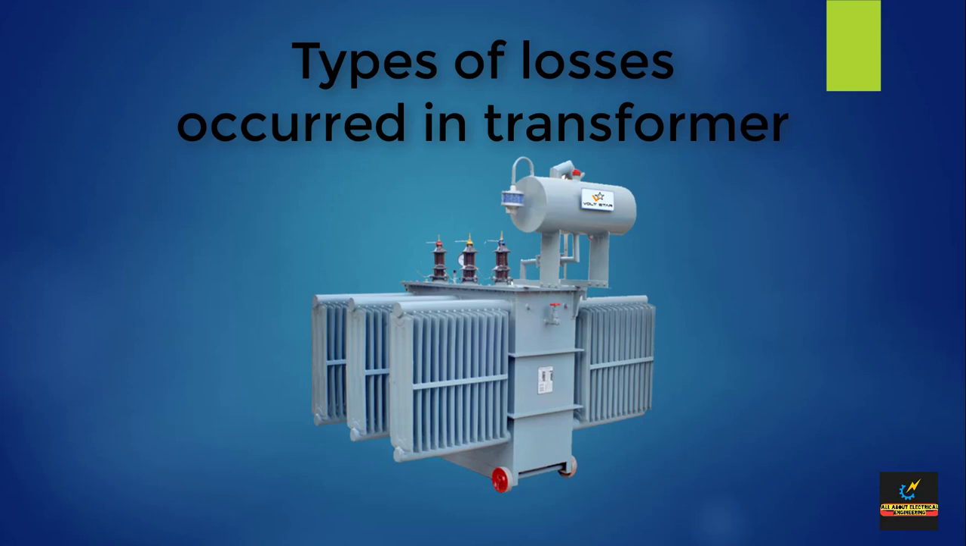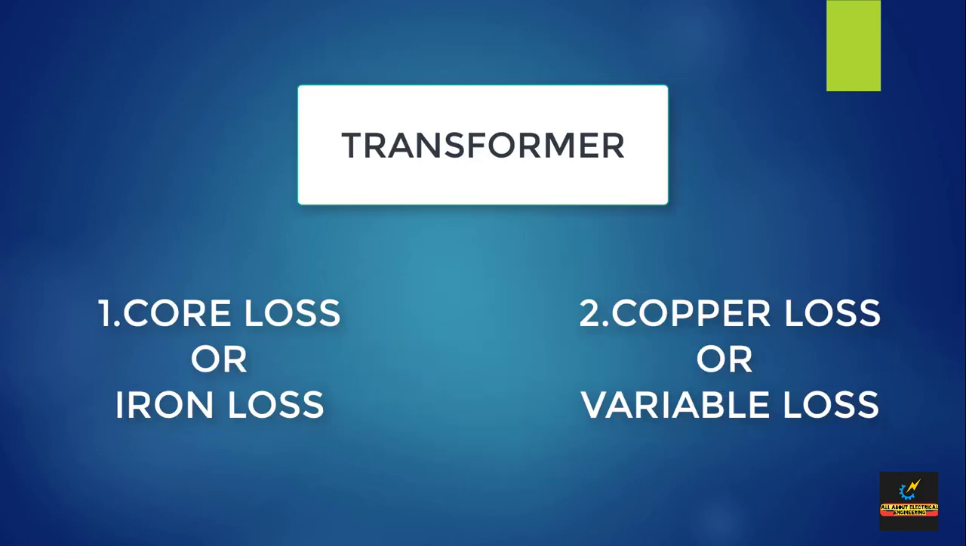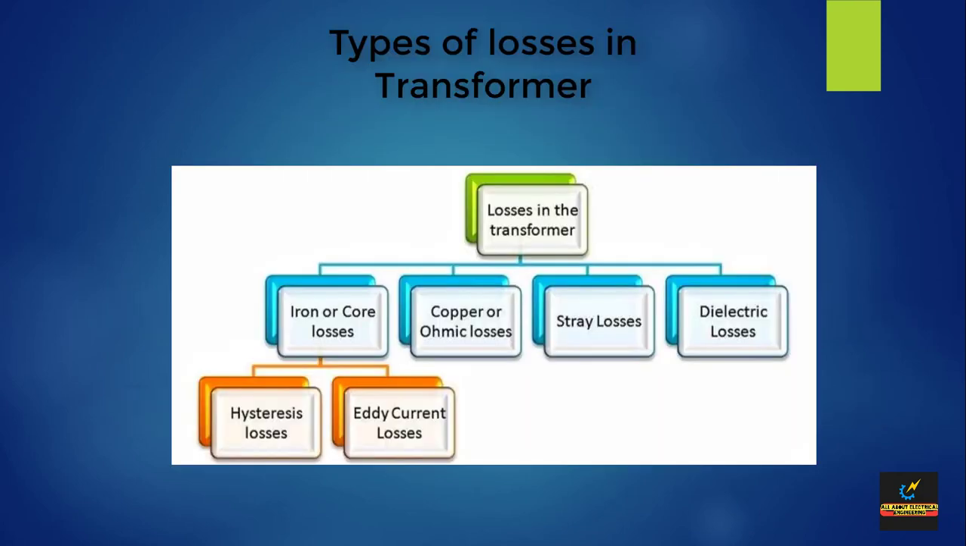We all know that a transformer is a static device. Hence, mechanical losses like frictional loss and windage loss are absent in it. But it consists of mainly two types of losses. First, core loss or iron loss. Second, copper loss or variable loss. In this video I will try to explain why these kinds of losses occur in a transformer. For better understanding, please watch the video till the end.